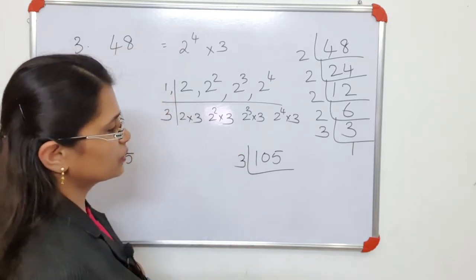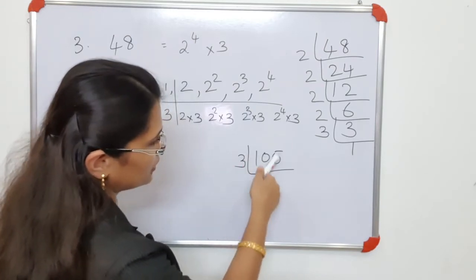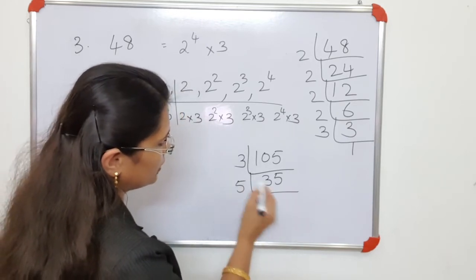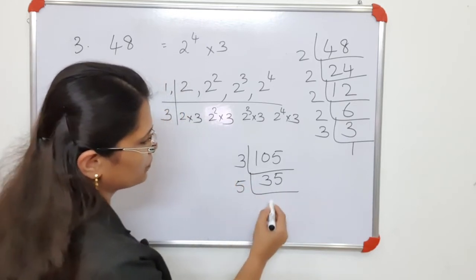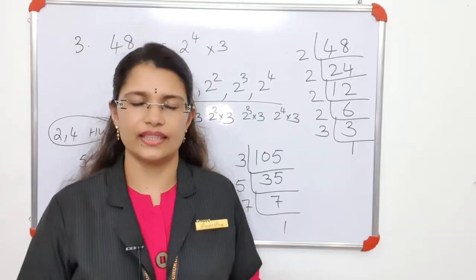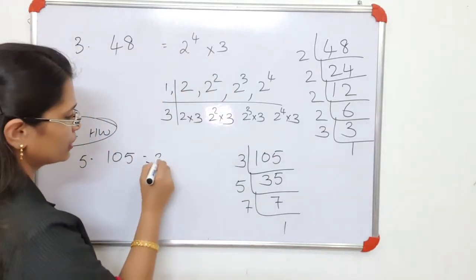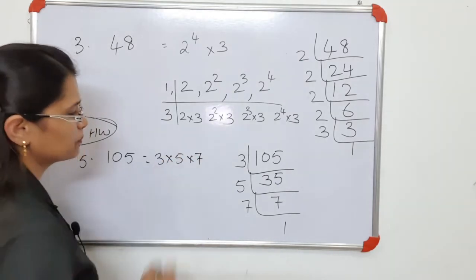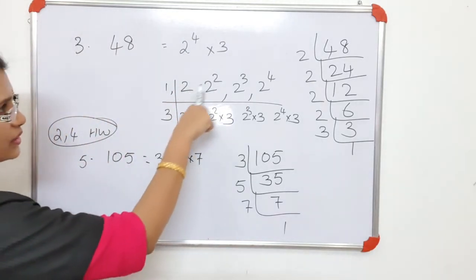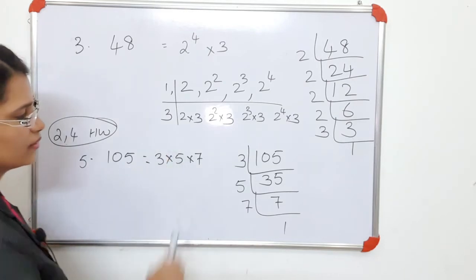How many times 3 goes in 105? 3 3s are 9, then 15, 3 into 5. Then 5 times only. 2 and 3 are not going, so 5. 5 7s are 35, then 7 and 1. So children, here 105 is equal to 3 into 5 into 7. So how can you write the factors here? We cannot write like this because there square, cube and all was there. Here nothing is there. Only 3, 5, 7.